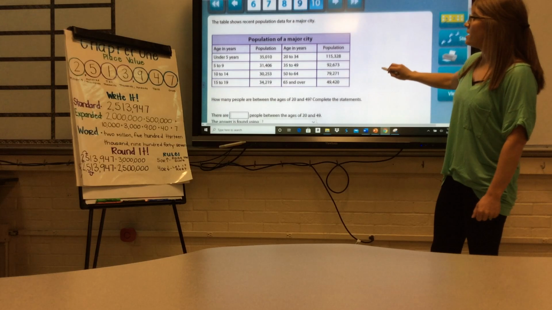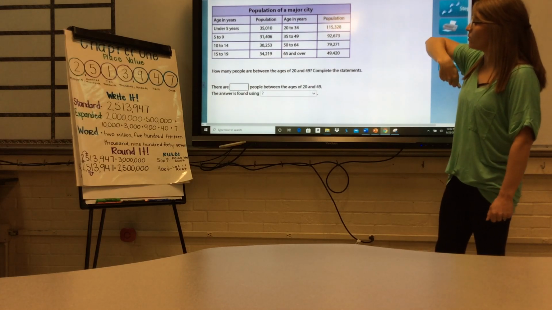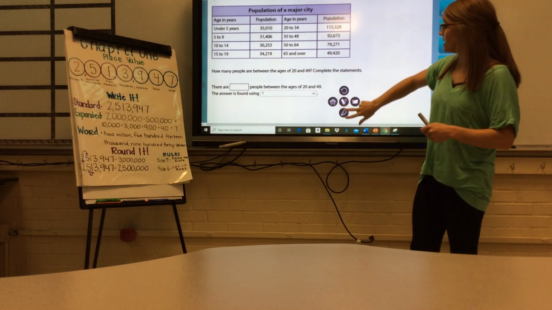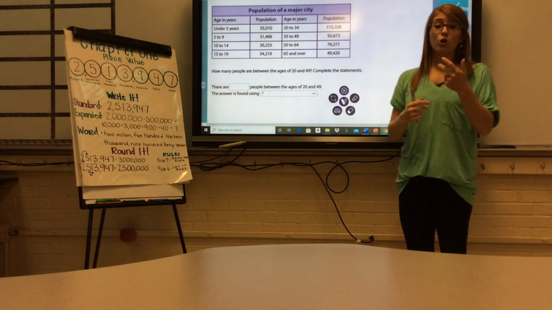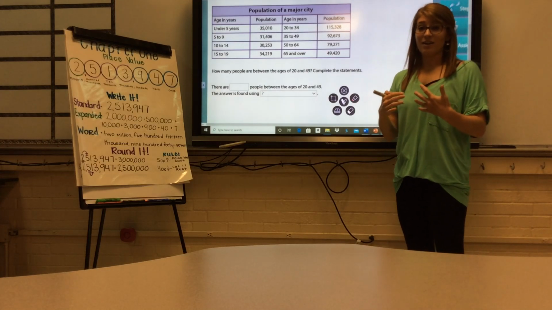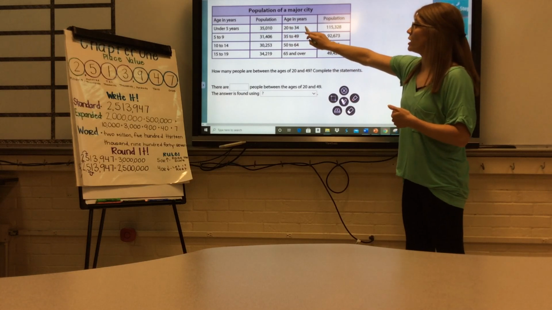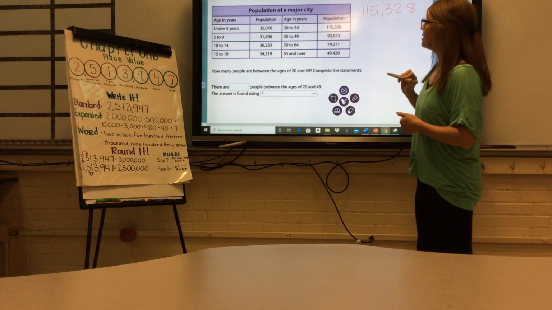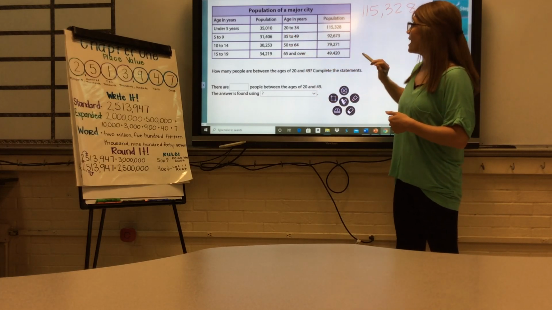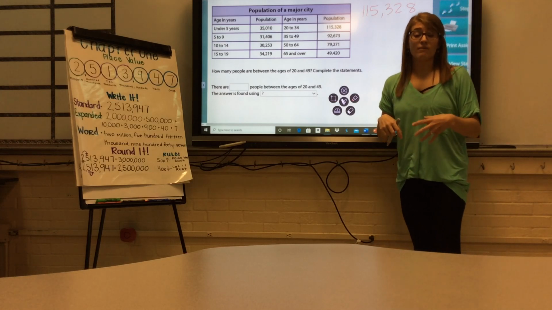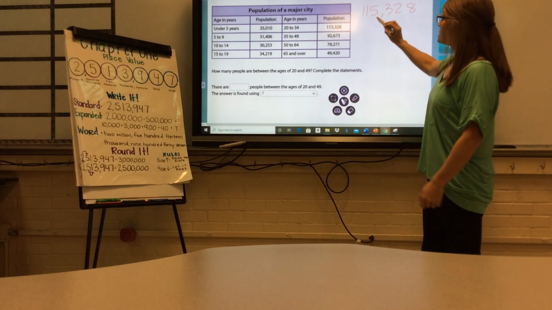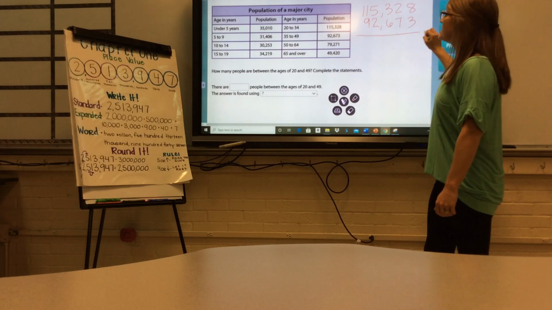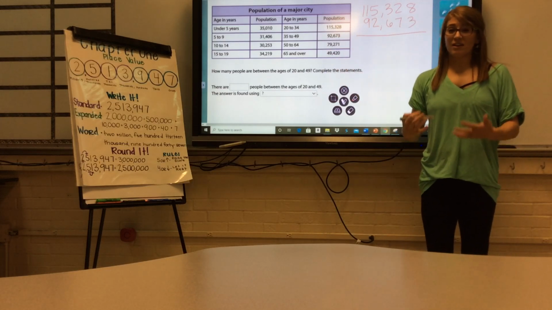Number 9, another one with this table. How many people are between the ages of 20 and 49? And again, there are two categories that fit that criteria. We've got 20 to 34, which there are 115,328 people in. And we've got 35 to 49, which there's 92,673. Remember to make sure you line up those numbers correctly underneath each other, because if we put it in the wrong spot, we're going to add the wrong numbers and our answer is not going to be right.